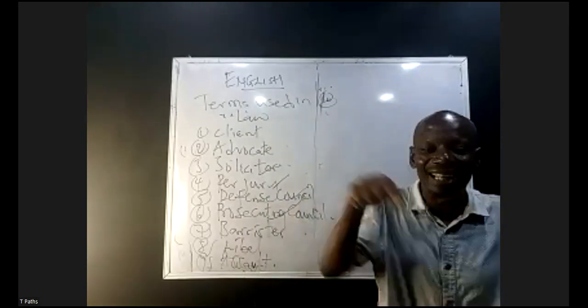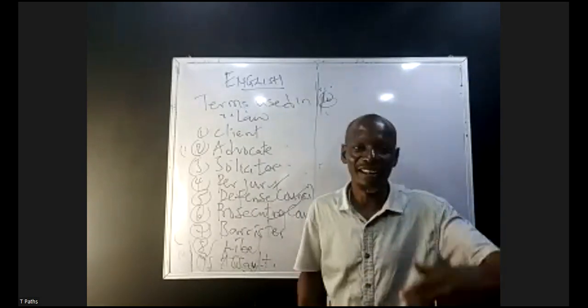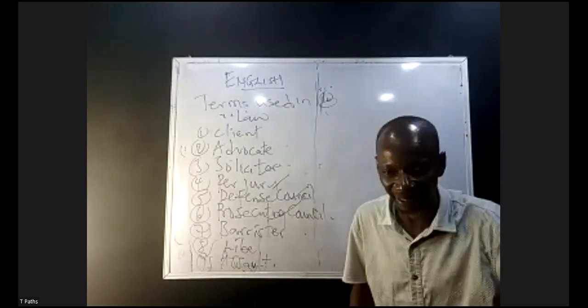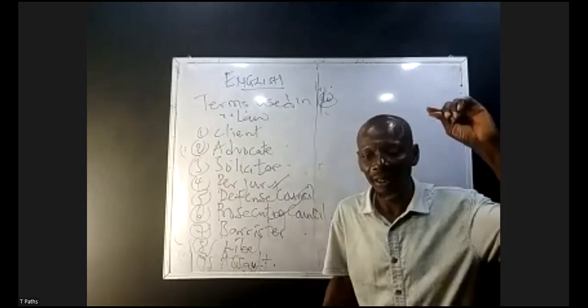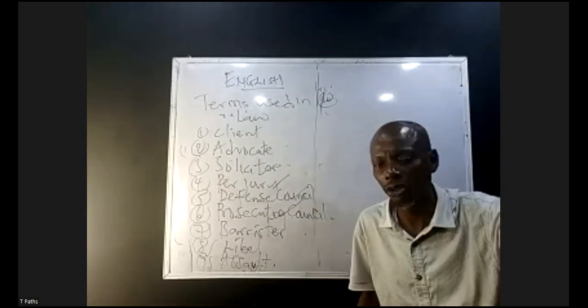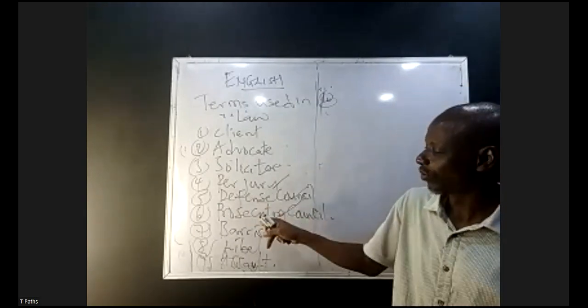A charge and bail lawyer is a lawyer that effects the release of an accused person, but they cannot represent that person in the court of law because he's not yet what? A certified lawyer, because he has not gone to law school.